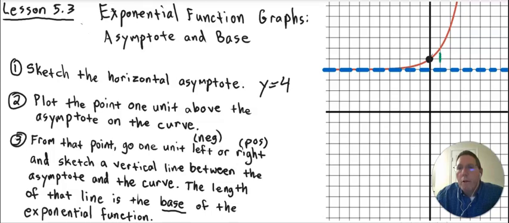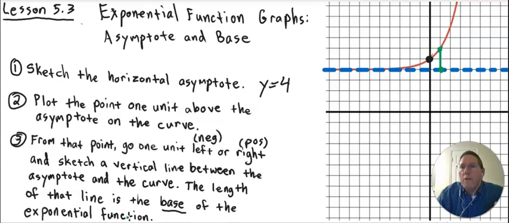We're going to draw a vertical line from the asymptote up to the curve. There we go. If you want to put a little dot at the ends, you can do that, okay? And then here's what it says. The length of that line is the base of the exponential function.